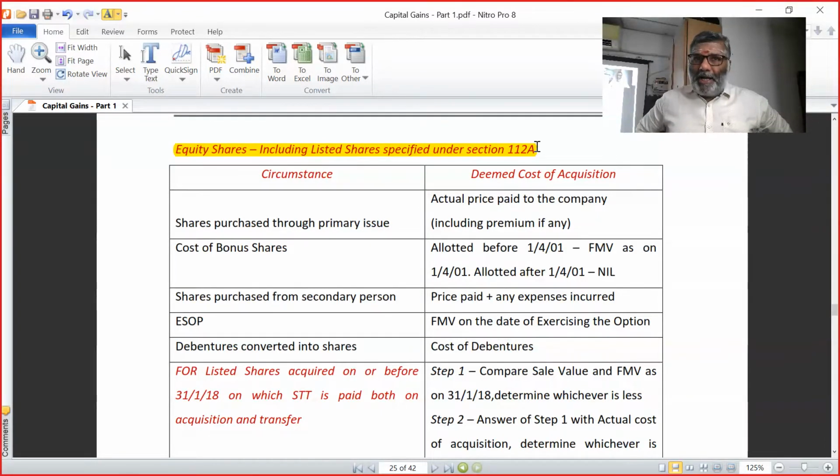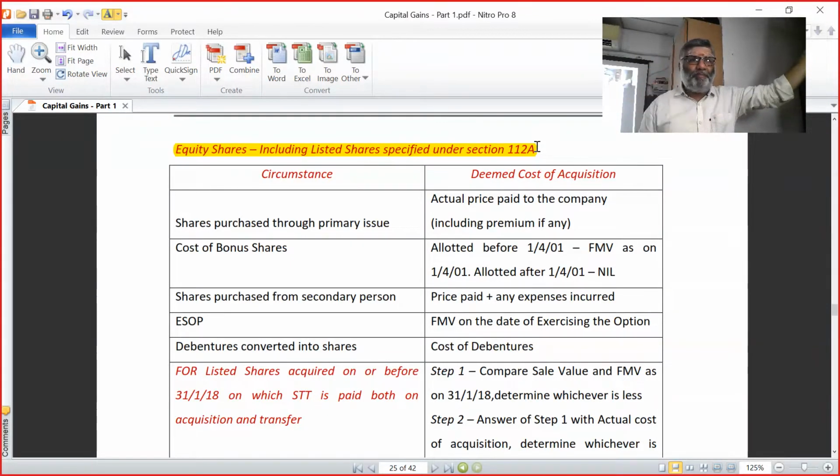Till the financial year 1819, capital gain on listed shares is not taxable. Till the financial year 1819, capital gains on listed shares is not taxable. It is wholly exempt under section 1038. Till financial year 1819. Why? Because the shareholders are paying security transaction tax. So the entire capital gains is exempt under 1038.